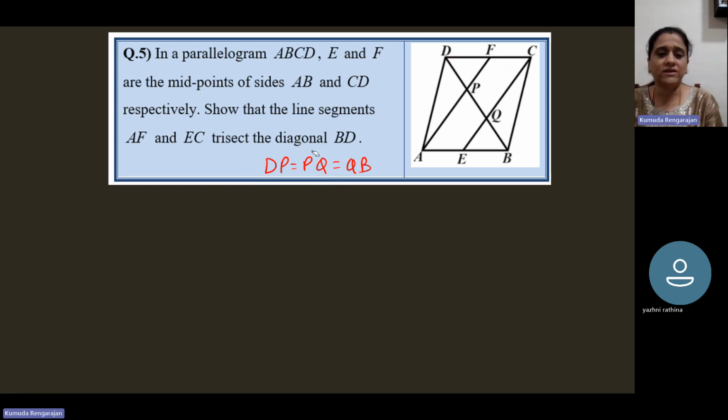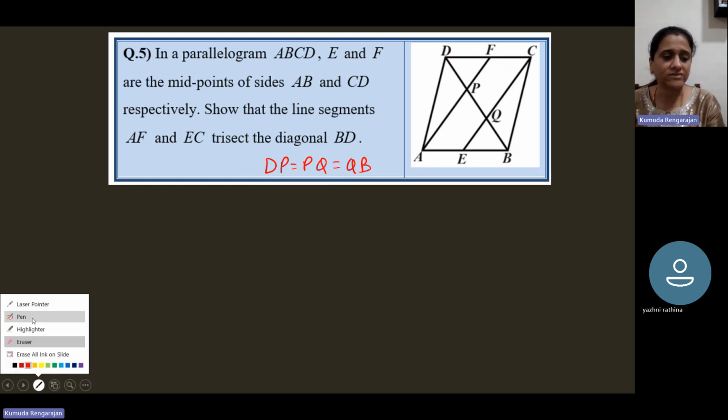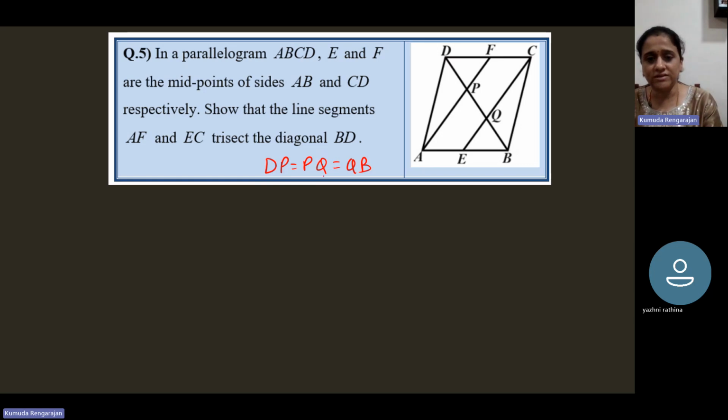See, the final result to be proved is DP equals PQ equals QB. Look at this part, DP equals PQ. We have DP here. We have PQ here. We have to show that DP is equal to PQ. So now we need to connect this in a triangle. So see, this is the triangle.